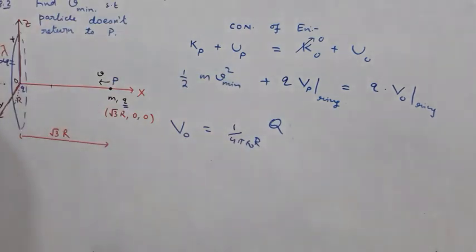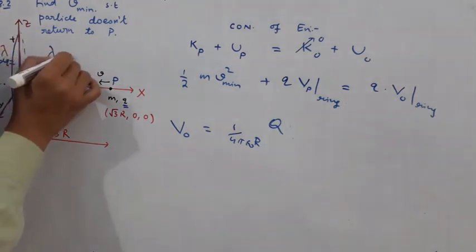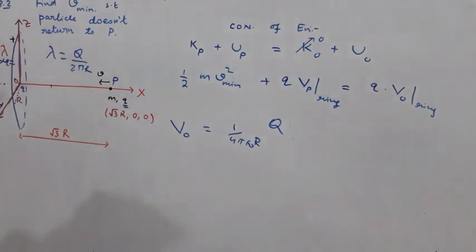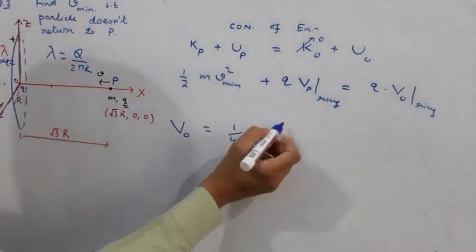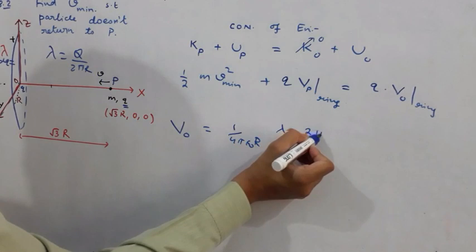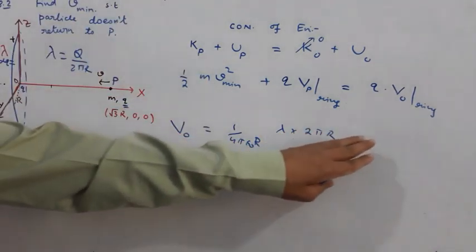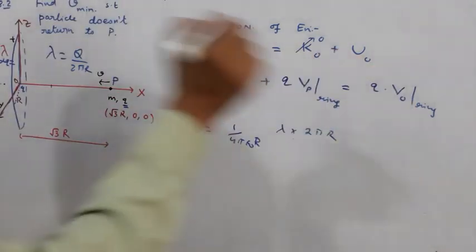But in the question, they have not given the total charge. Rather, they have given lambda. So what is lambda? Lambda is the total charge by total length. Total length is nothing but 2 pi r. So Q we should replace by lambda multiplied by 2 pi r. R will cancel, pi will cancel. Simplification you can do yourself. So we have got V naught.